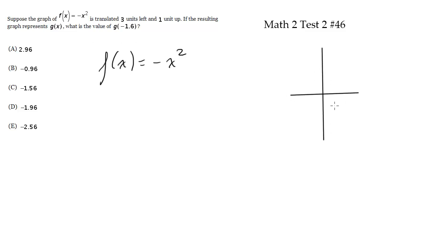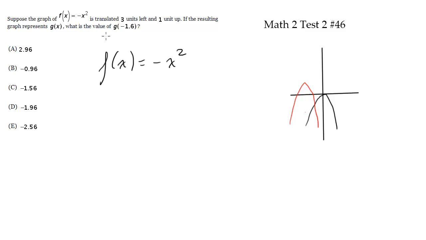So if we have y equals negative x squared, which looks something like this, it's going to be moved 3 units left and 1 up. So maybe we'll get something like that. But the problem is we need to be able to do this exactly so that we can find the value of this very specific point. And to do this, we have to remember how to transform functions using the notation.